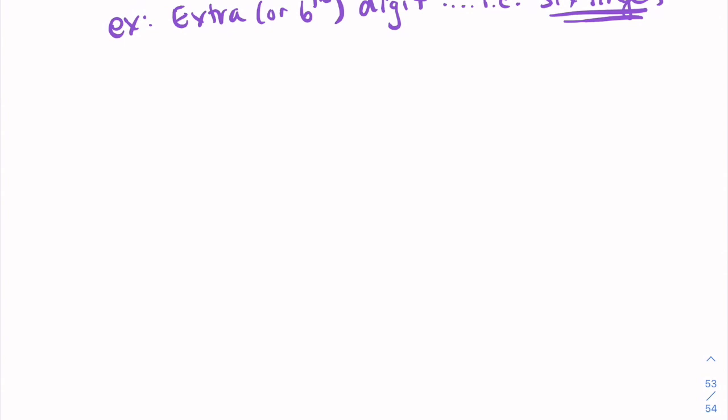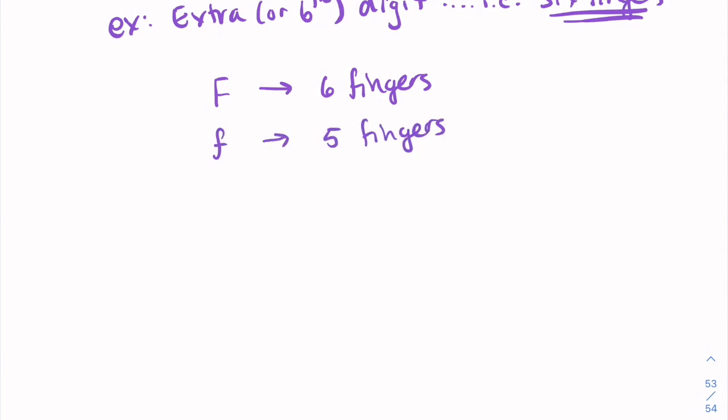Let's go with the letter F here. The dominant allele causes a person to have 6 fingers on each hand, whereas the recessive allele has 5 fingers. Yeah, for real. This is totally for real.